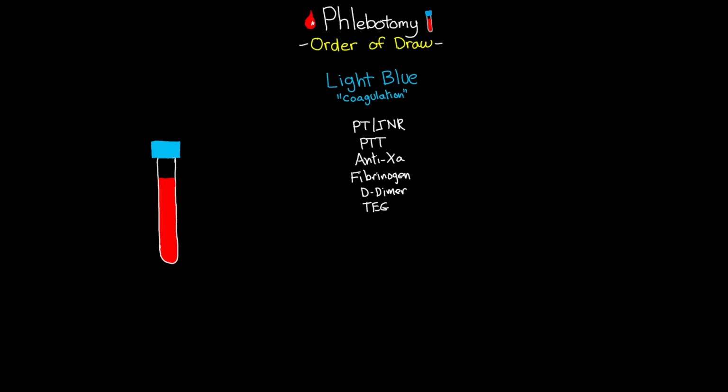And so one really important thing to know with the light blue tube is these tubes actually contain a set amount of sodium citrate. And so what this sodium citrate does is it actually binds with calcium, which plays an important role in the clotting cascade, and therefore it helps to prevent the formation of a clot.